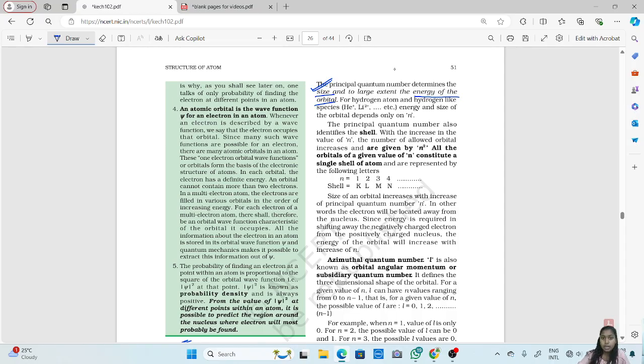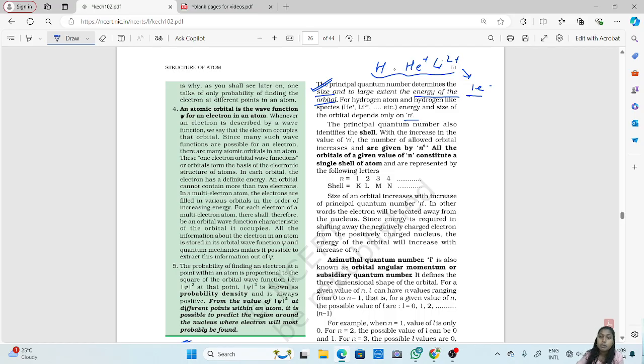For hydrogen atom and hydrogen-like species, energy and size of the orbitals depend only on n. Now, for hydrogen and hydrogen-like species, as I told you, He+, Li2+, in all these three cases, the size and energy of the orbitals depend upon only the principal quantum number. Why? Because all these three are single-electron species. They have only one electron with them. So that's why you only require the principal quantum number to determine their size and energy.